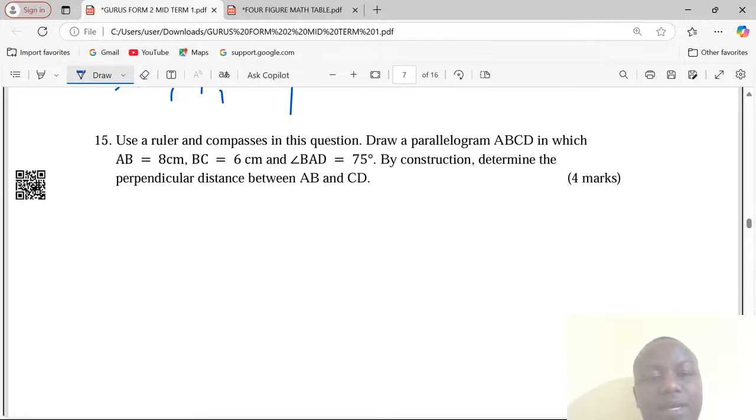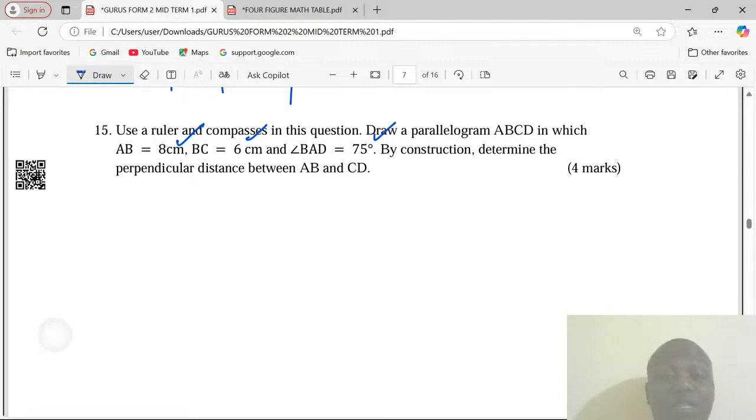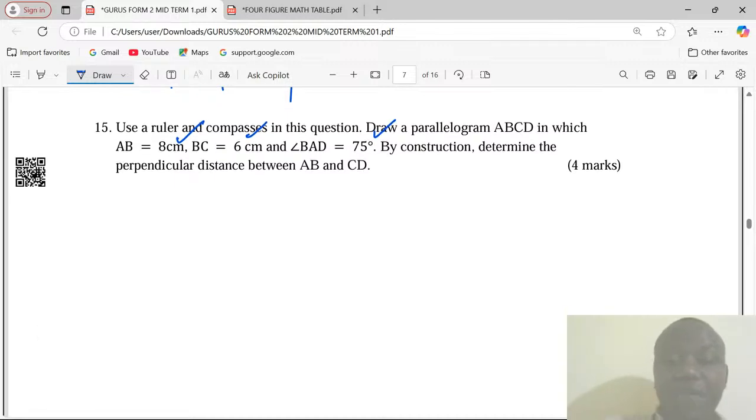Use a ruler and compasses in this question. Draw a parallelogram ABCD in which AB equals 8 centimeters, BC equals 6 centimeters, then the angle BAD equals 75 degrees. By construction, determine the perpendicular distance between AB and CD.